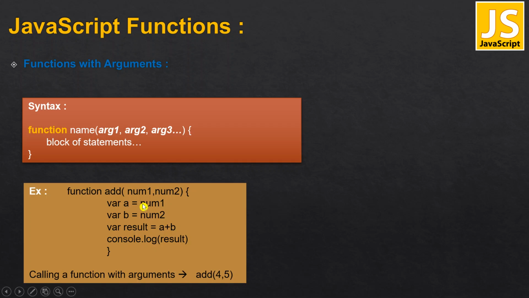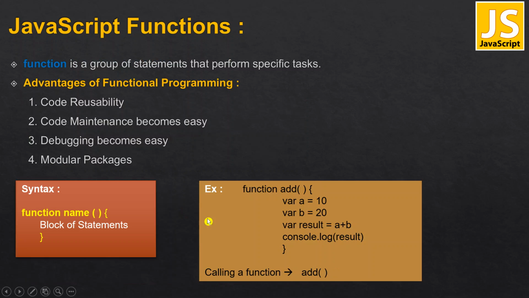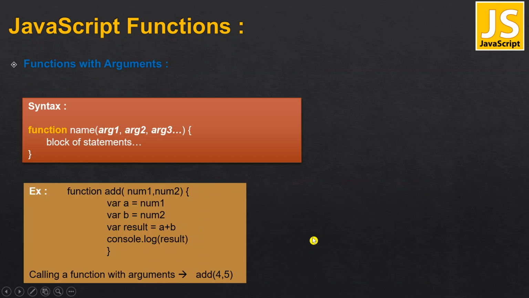Earlier we had hard coded like this, 10 and 20. So 10 will be stored in A, 20 will be stored in B, and these A and B will be added, and the added result is stored in result, and the result is displayed in the console, right? Now here you see, after prompting the user to give numbers, the given numbers will be stored in num1 and num2. Let me explain.